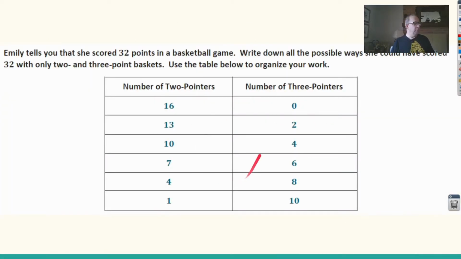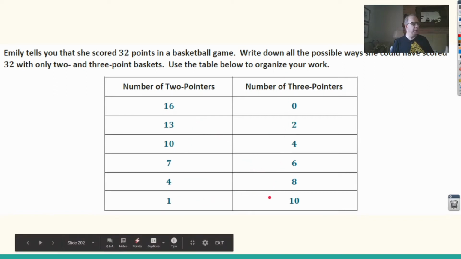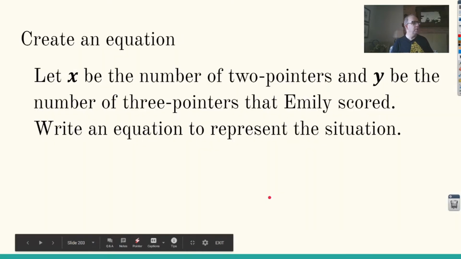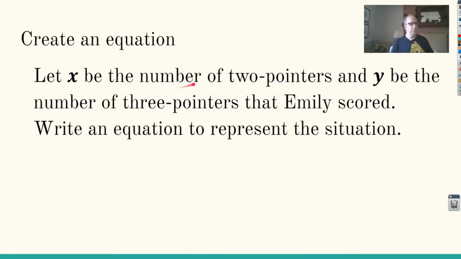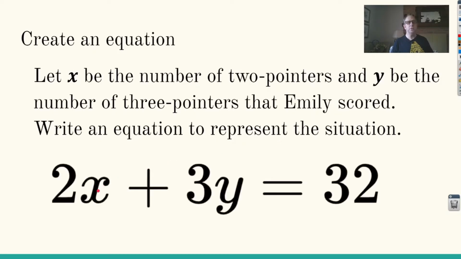Okay. So if we go on and take a look at this, I filled out the whole table. So 1 2-pointer and 10 3-pointers was the last one. So let's create an equation for that. So if x is the number of 2-pointers and y is the number of 3-pointers that Emily scored, what would the equation be? So the total points is the x number of 2-pointers times 2, and the y number of 3-pointers times 3 equals 32.